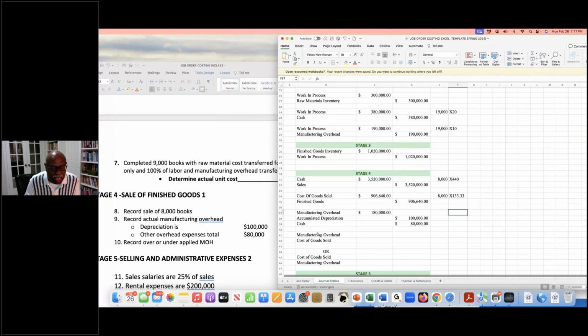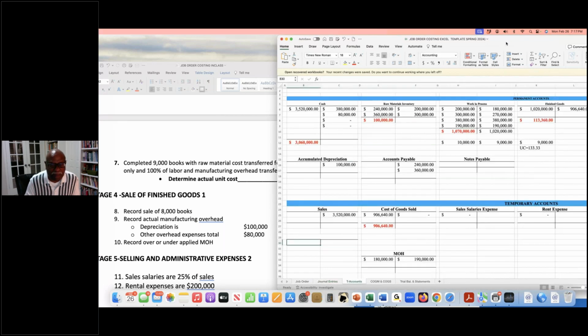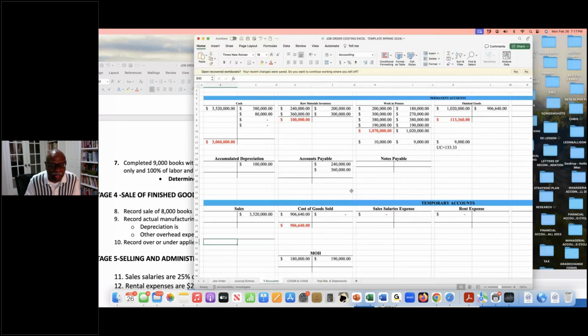So we have to make one of these entries. We're going to go back to the T accounts. We go to manufacturing overhead. We applied 190,000. The actual overhead was what? 180,000. And so we applied too much overhead, we charged too much. We have to make this account come to zero.